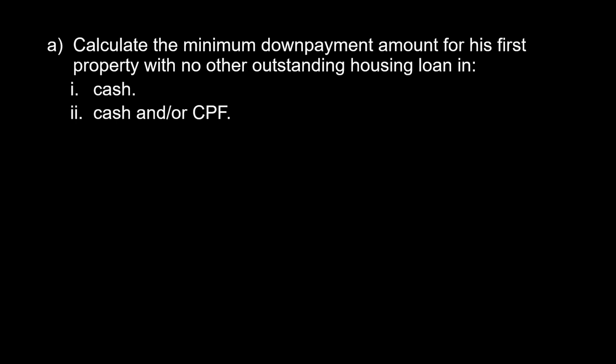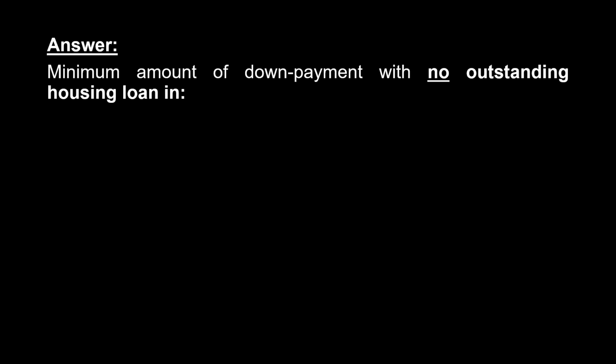Next, we calculate the minimum down payment for the first property loan with no other outstanding housing loan. That means this is the very first one, and currently there's no other housing loan. So when you find cash and or CPF, the minimum amount of down payment with no outstanding housing loan.